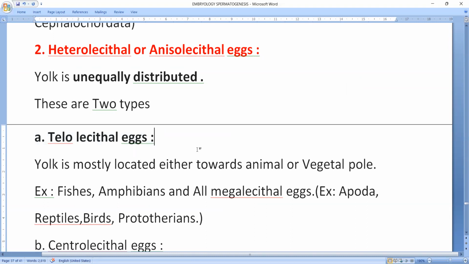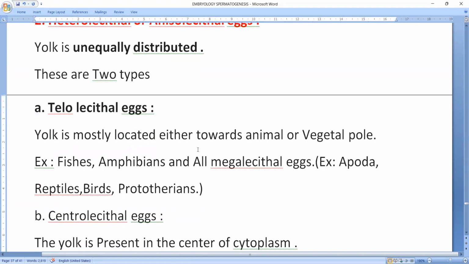Generally we see the telolethal eggs. Yolk is mostly located either towards animal or vegetal pole. So what is animal, what is vegetal pole? Simple. The upper pole is animal pole, the lower pole is vegetal pole. Simple. Okay, so this is equator.